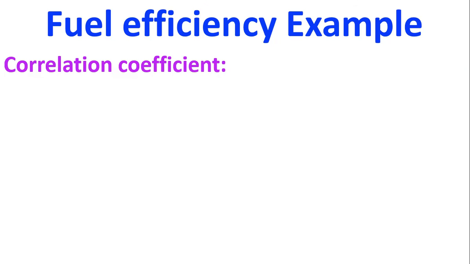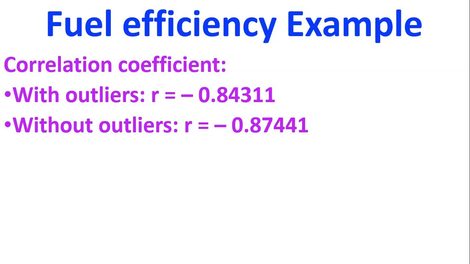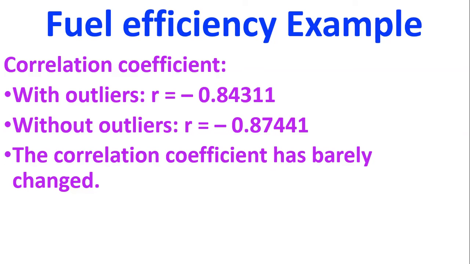So let's think about how much that has changed. In terms of the correlation coefficient, when I have the outliers included in the data set, the correlation coefficient is negative 0.84. When we remove the outliers, that changes the correlation coefficient to negative 0.87. So it isn't changing by much, it's only changing by 0.03. For both of those values, I would still classify it as a strong linear relationship. So there is very little change there.